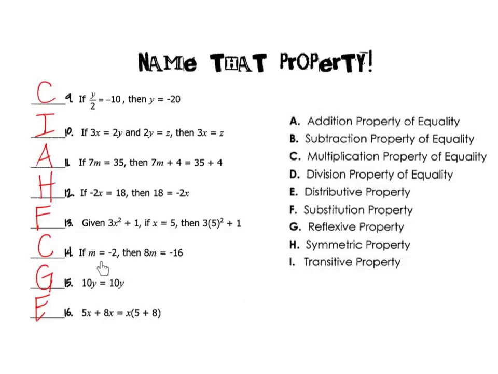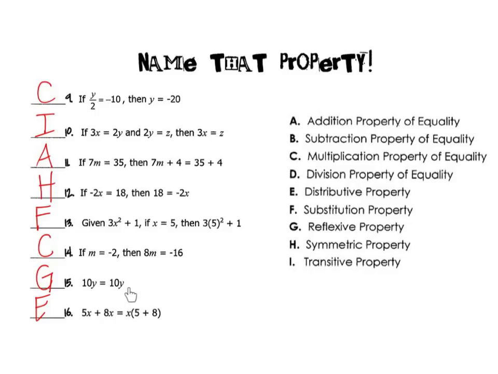14, if m equals negative 2, then 8m equals negative 16. So how did we go from here to here? What we're doing is we're multiplying both sides of this equation by 8. That's how we went from this to this. So essentially it's a little backwards from what we're used to, but what I want you to recognize is how do we go from the first statement to the second statement. And what we're doing is we're multiplying both sides by 8. So this would be the multiplication property of equality because we're multiplying.